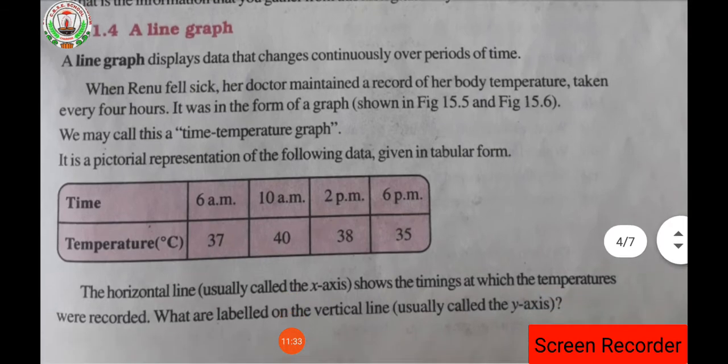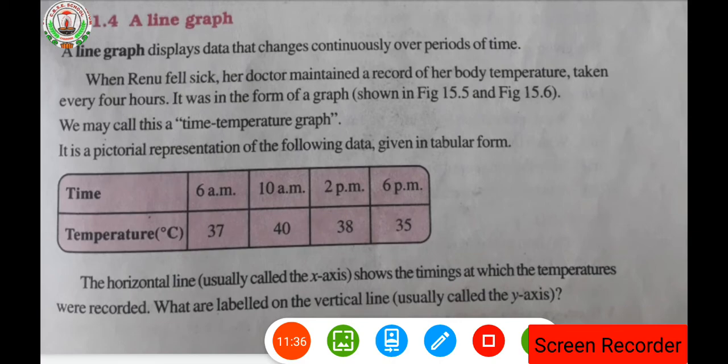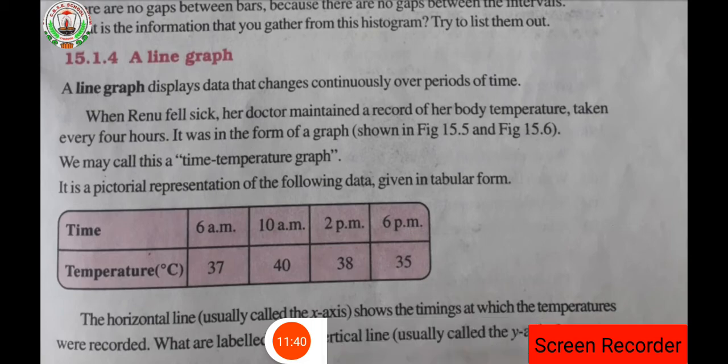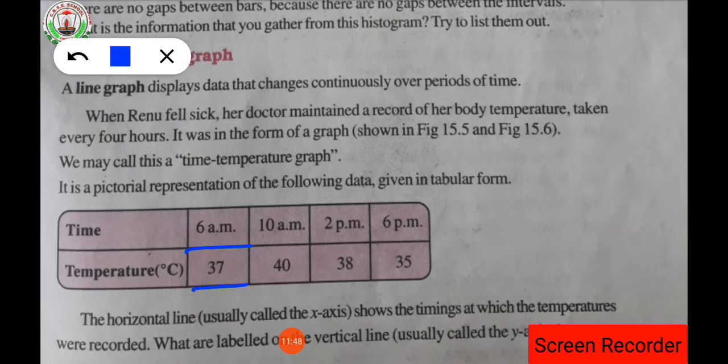Suppose we have a time interval given. At 6 am the temperature of the city is given as 37 degrees Celsius. At 10 am the temperature is 40 degrees Celsius. At 2 pm the temperature is 38. At 6 pm the temperature is 35. Now we have to plot a line graph.